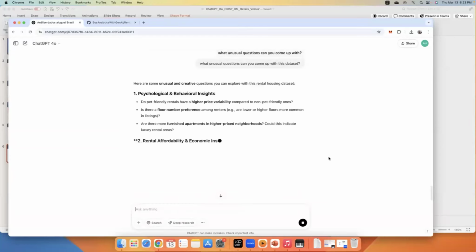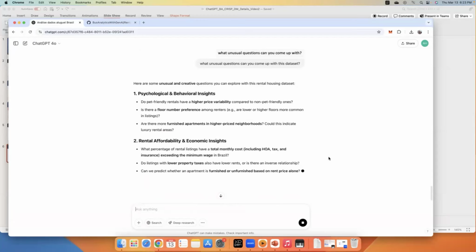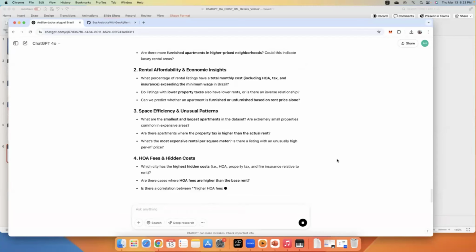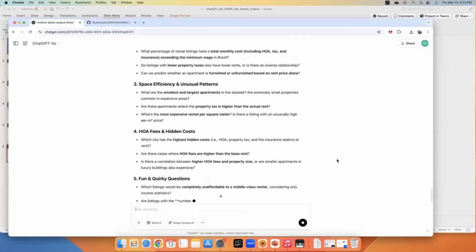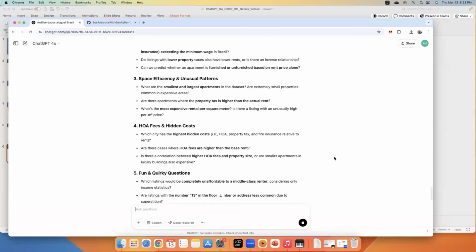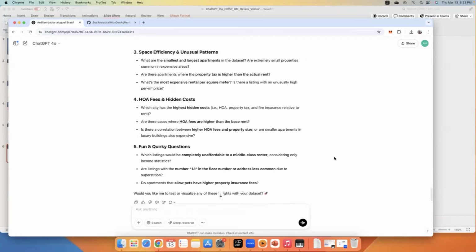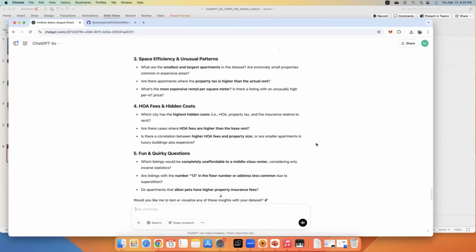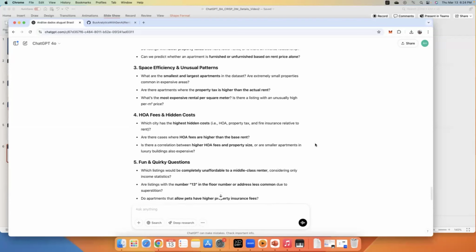And as you can see, psychological and behavioral insights. Wow. Pet-friendly rentals, floor number preference. So you don't like number 13. Space efficiency and unusual patterns, smallest and largest apartments. Okay. Completely unaffordable to middle class renter. Yeah, it's 13, the floor number. You see, this is 13.